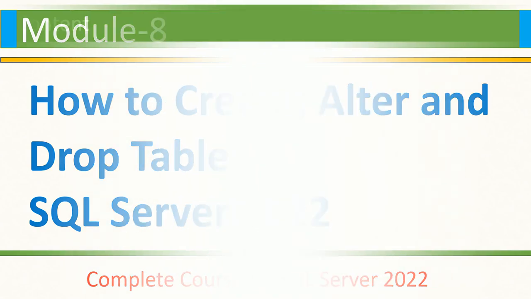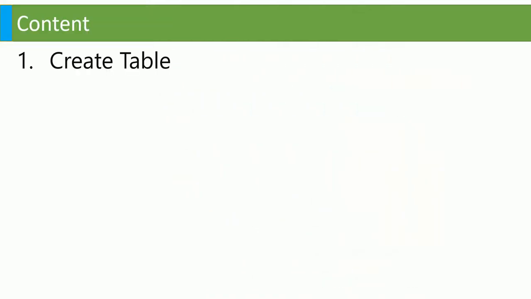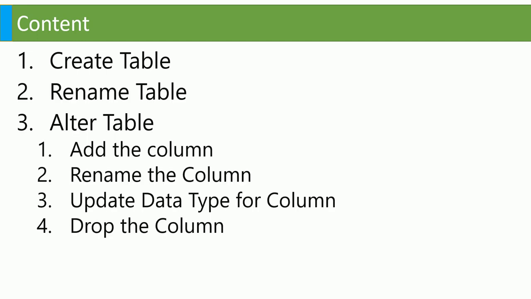So let's get started. What is the content I have? In this video, we're going to cover create table, rename table, and alter table. In the alter table, we'll be adding a column to the table, renaming the column, updating the data types, and dropping the column. How we can remove the column from the table, and finally we'll be dropping a table from here.